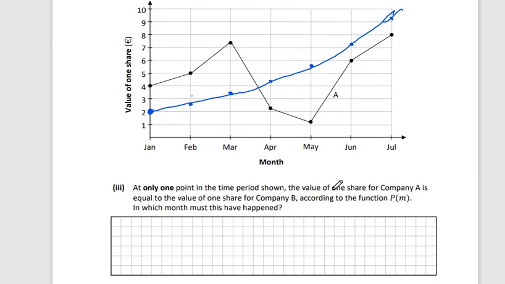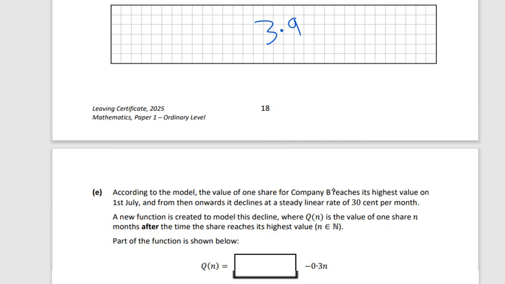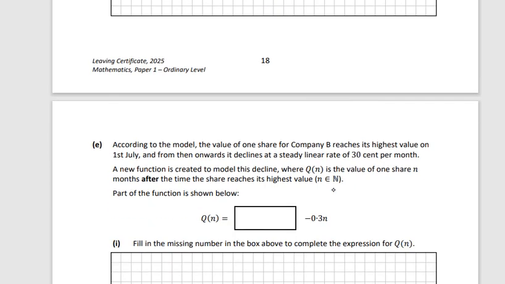And at only one point in time are the values equal to each other? They always ask for this. If we look at where the two lines cross, it's very close to 4. So I would say maybe 3.9. There'll be a bit of tolerance for that anyway. You don't have to have it exactly.